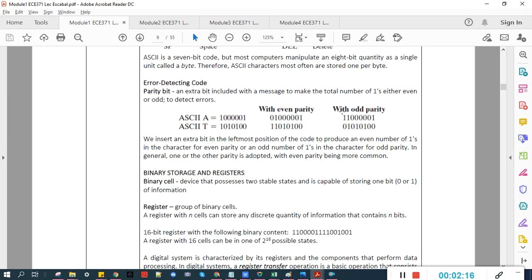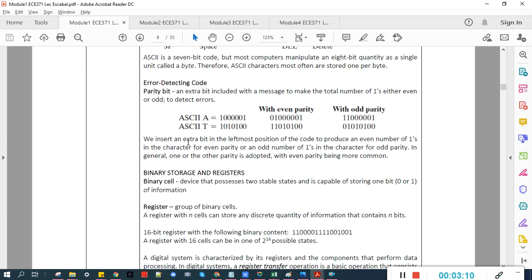For odd parity, we want the total number of ones to be odd, like 1, 3, 5, 7, and so on. So we add 1 instead of 0. The example for ASCII code 14, which is 101 0100, we count the number of ones: 3. There are 3 ones, and 3 is odd. So to get even parity, we add 1 here to get 4 for the number of ones. For odd parity, we add 0 since the total number of ones is already 3. It's already odd.